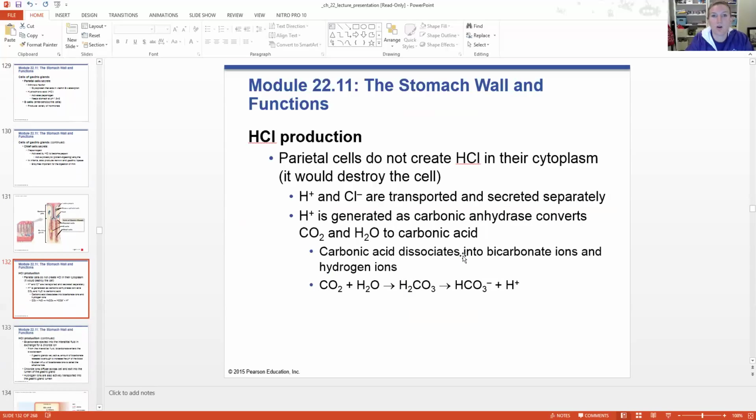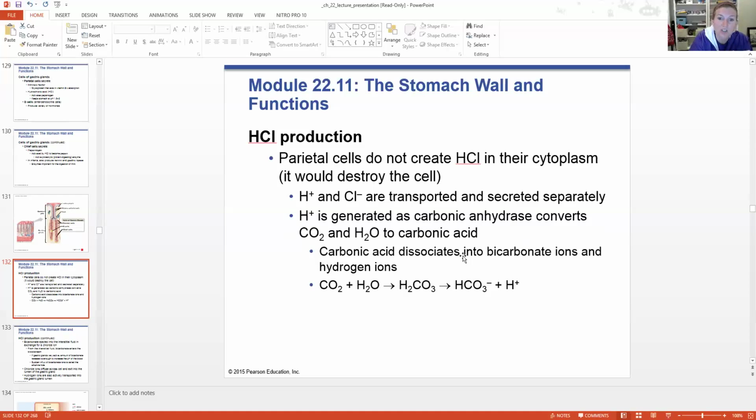So let's talk about how hydrochloric acid is produced. The parietal cells do not actually create hydrochloric acid in their cytoplasm, right? If the cells were actually making hydrochloric acid, then the cells themselves would be dissolving, right? It would destroy the cell. So these cells do this using the same bicarbonate chloride shift method that we learned about in our respiratory tract. So the hydrogen and the chloride are actually transported and secreted separately, and they combine in the lumen of the stomach, or in the lumen of the gastric gland, really, so that they can form hydrochloric acid.